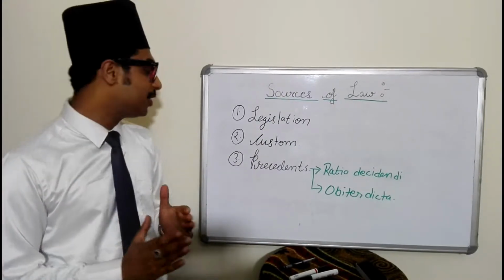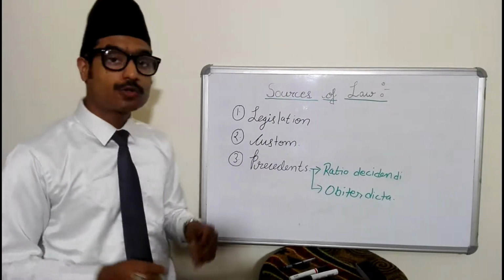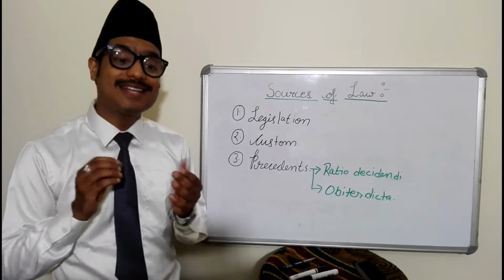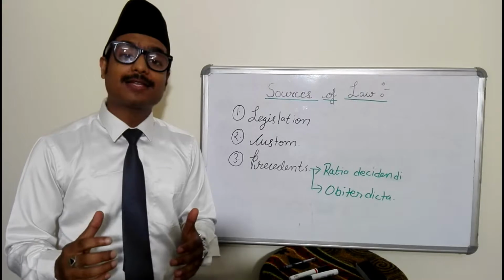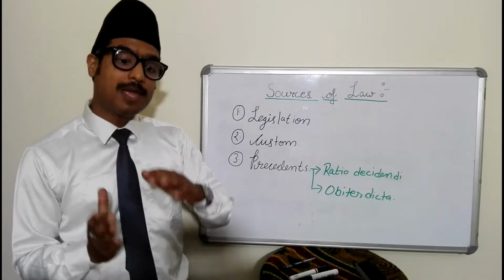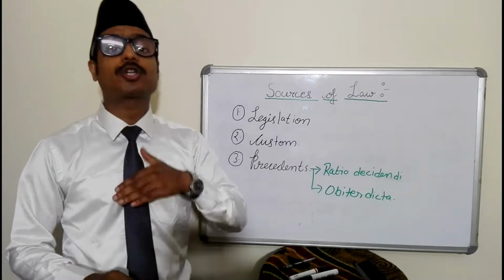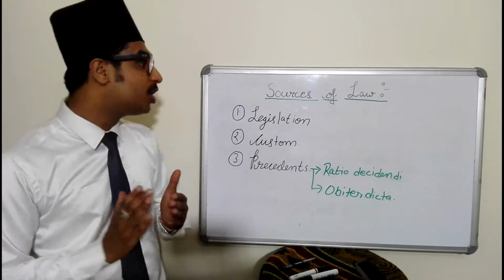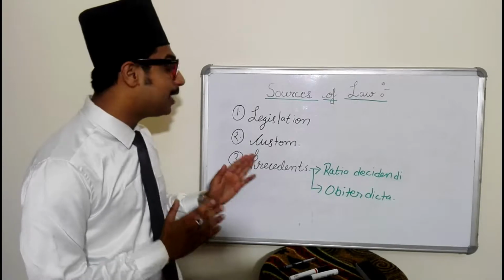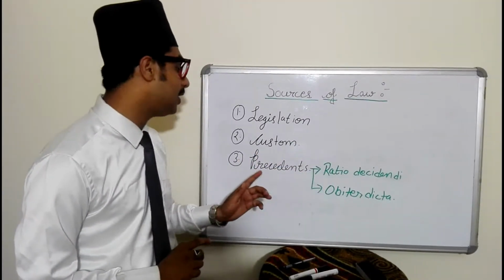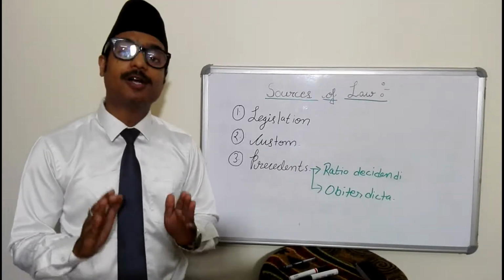Now we shall be discussing precedents. Firstly, what are precedents? Precedents are previous instances or cases which are or may be taken as an example or as a rule for subsequent laws. When we discuss precedents, we need to understand two major things. The first one is ratio decidendi and the second one is obiter dicta.